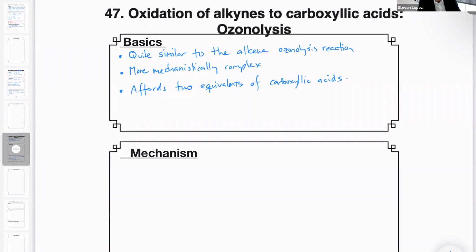Today, we're going to talk about the oxidation of alkynes to carboxylic acid using the oxidative cleavage method known as ozonolysis. This reaction is actually quite similar to the alkene ozonolysis reaction in the sense that we're adding ozone, O3, to an alkyne. This reaction is more mechanistically complex, and we'll cover some parts of it in this episode. And this affords ultimately two equivalents of carboxylic acids. So let's get into the mechanism.